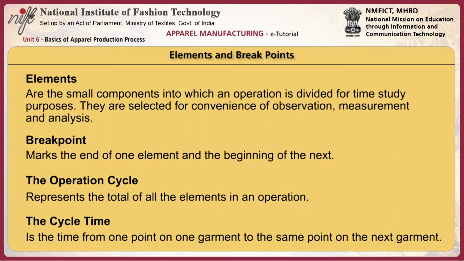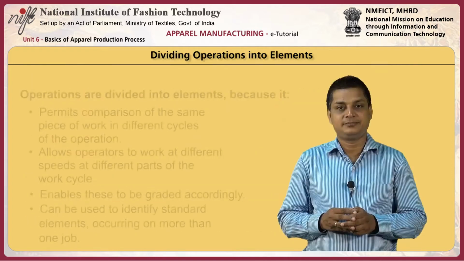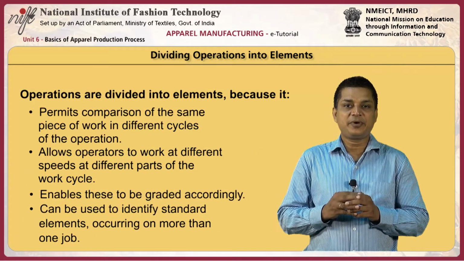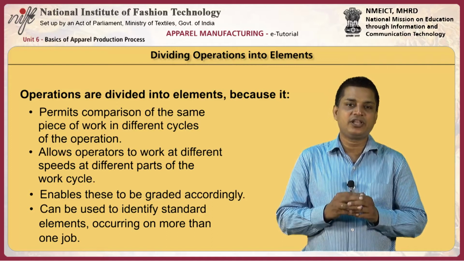A breakpoint marks the end of one element and the beginning of the next. The total of all elements in an operation represents the operation cycle. The cycle time is the time from one point on one garment to the same point on the next garment. Operations are divided into elements for the following reasons.